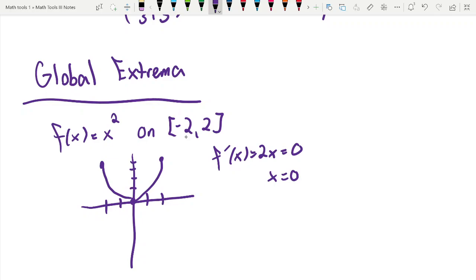Now, with the nature of how our domain is one-dimensional, meaning it's only on the x-axis, right? It's just this number line of points. There's only a possibility of 2 endpoints.